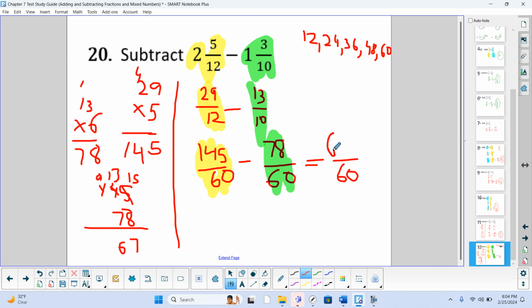So 67 over 60, which is a fraction greater than 1. But it should be pretty easy to see that 60 goes into 67 one time with a remainder of 7 over 60. Well, there we go.